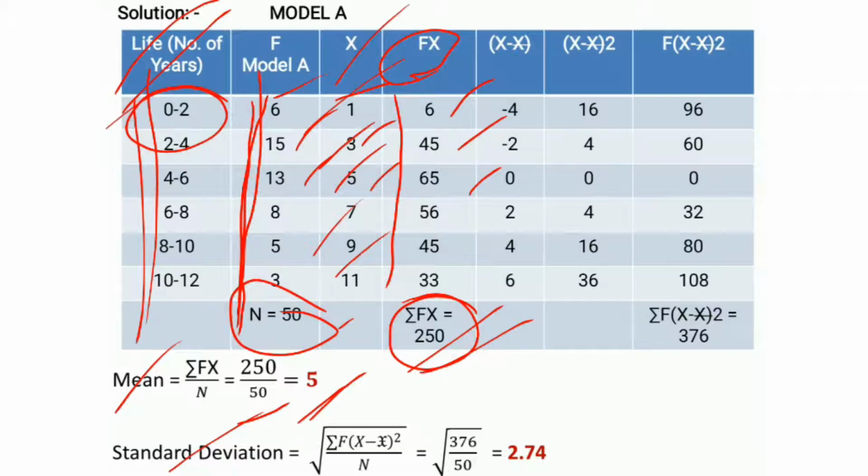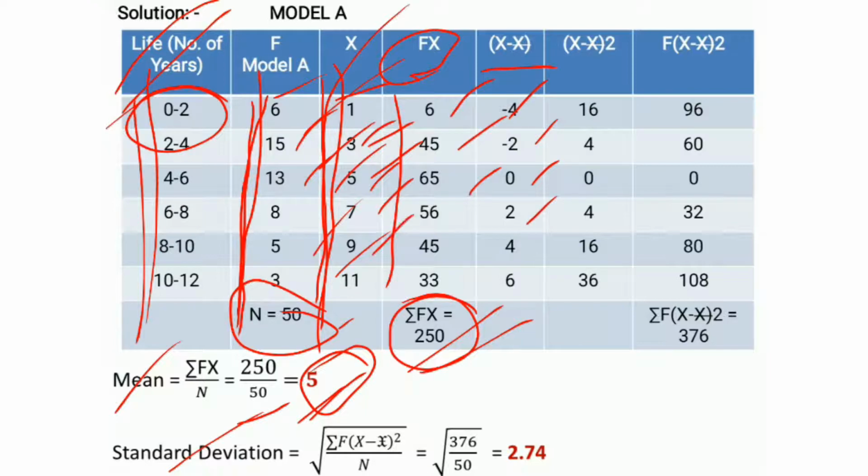After finding the mean, we need to calculate the standard deviation. The first step is x minus x mean. In this problem, we have already calculated the mean, that is 5. Each value of x should be subtracted with x mean. So 1 minus 5 is minus 4. 3 minus 5 is minus 2. 5 minus 5 is 0. 7 minus 5 is 2. 9 minus 5 is 4. 11 minus 5 is 6.